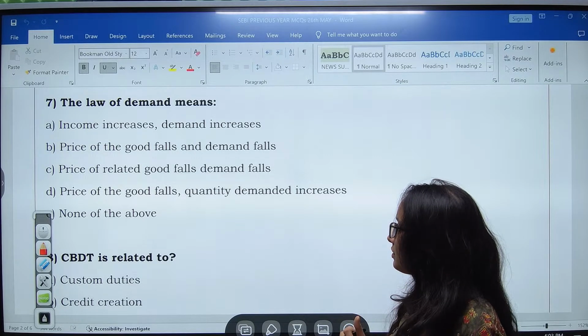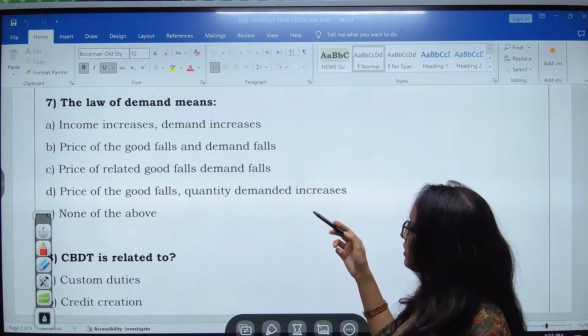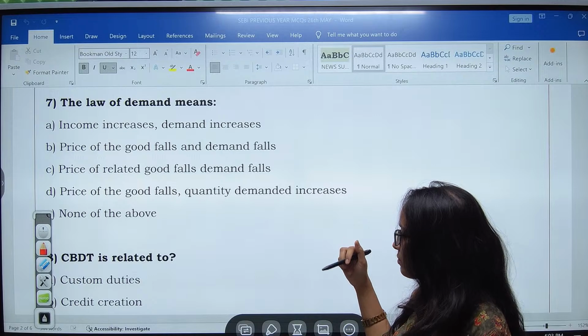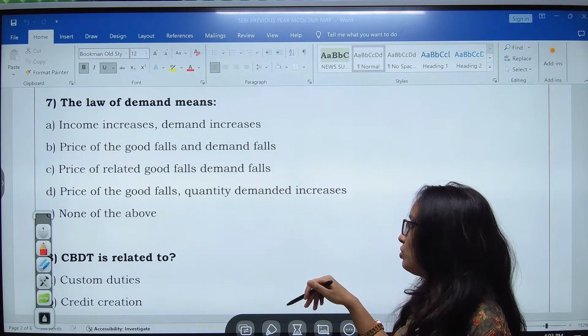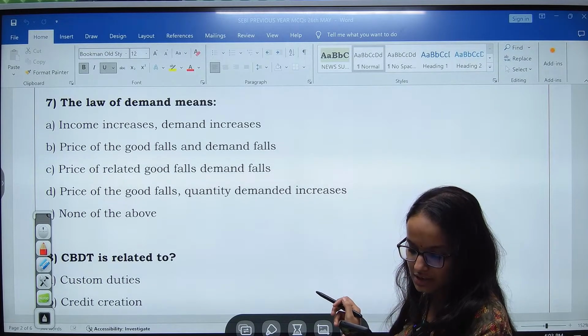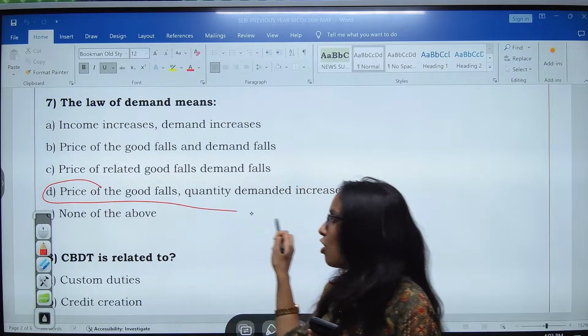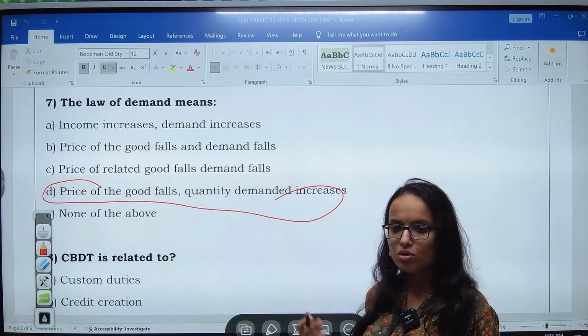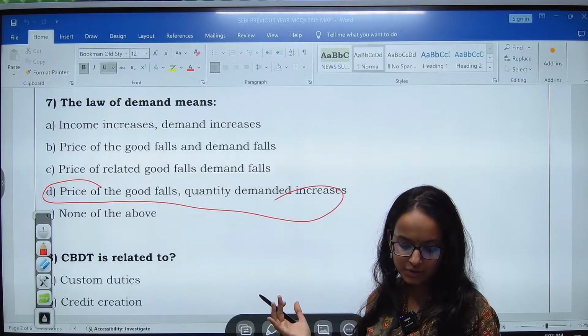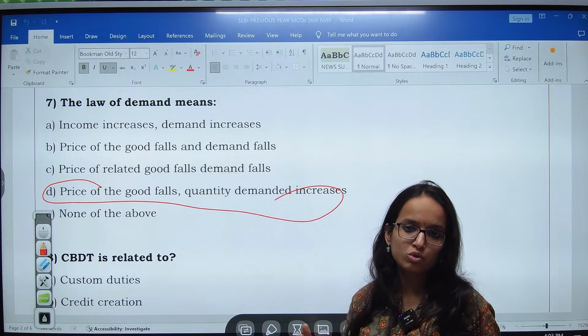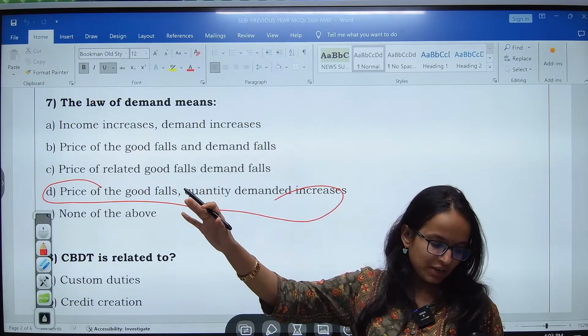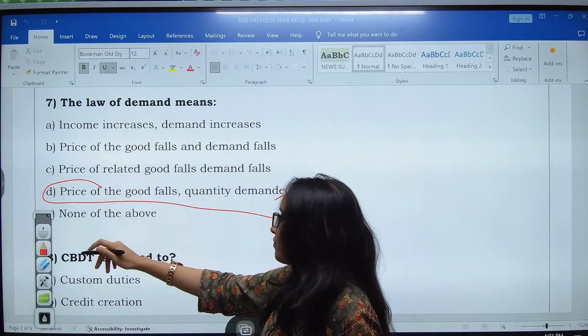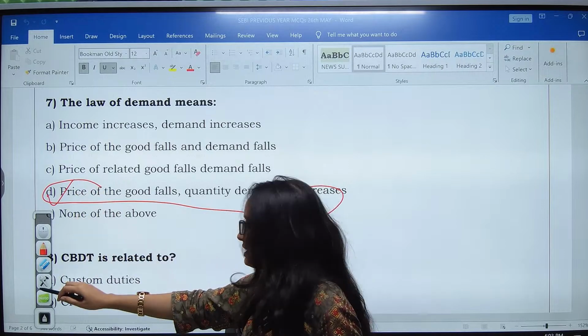D. Very good. You should not be wrong on these basics. Law of demand is simply the inverse relation between the price of the own good and its quantity demanded, other things remaining constant. Answer of the 7th question is D. D is the right answer.